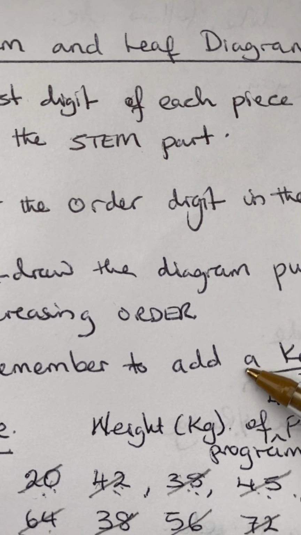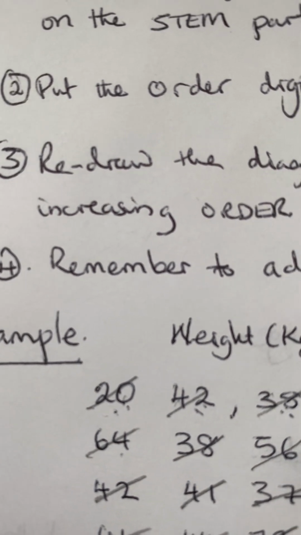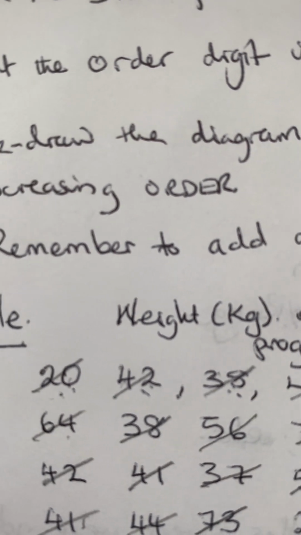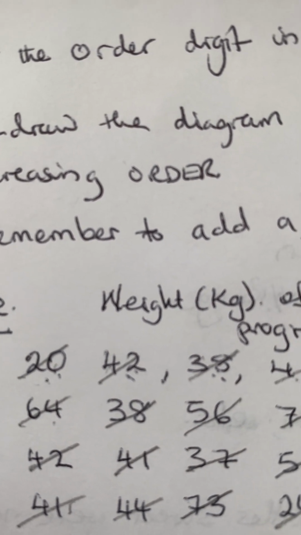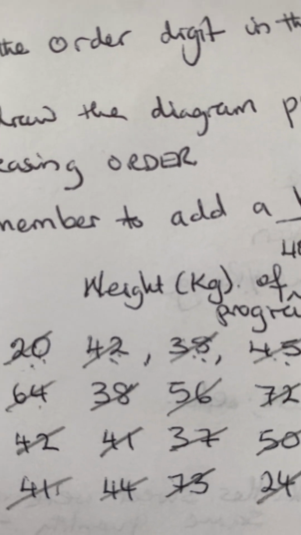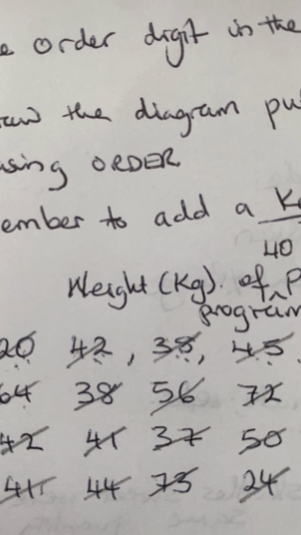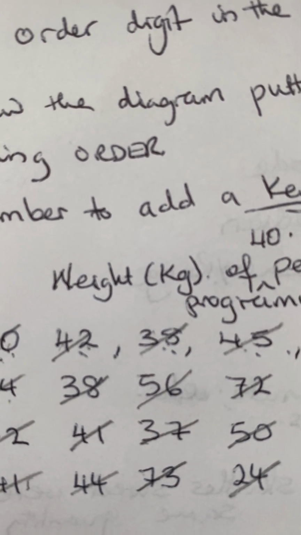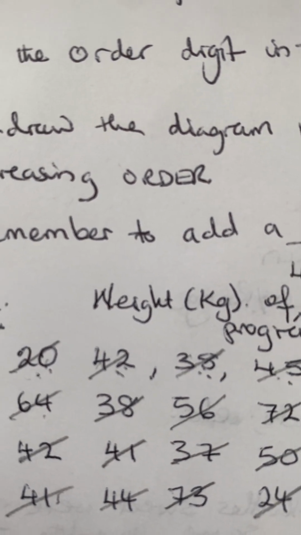Redraw the diagram, putting the data in increasing order. First of all, you might have to scan your data and then use a pencil to cross it out, which I have just done, and make sure you get the data into the stem and leaf diagram, but straight away rearrange them in increasing order, and it will be easier for you to get the median and the mode. You can easily see which one occurs the most.